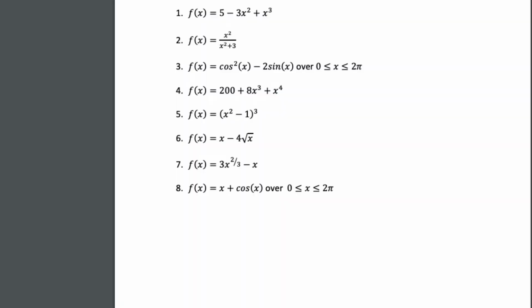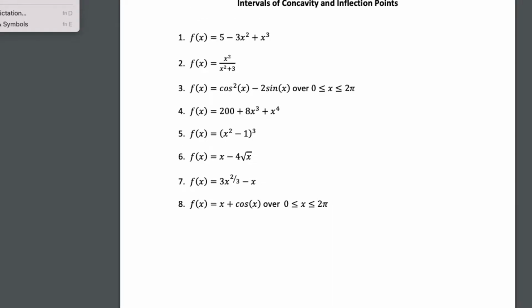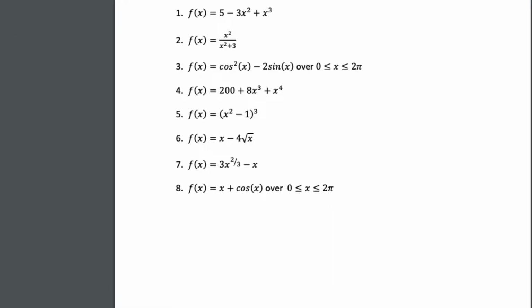I'm looking at this idea of intervals of what? Concavity. So today we're going to talk about these things.